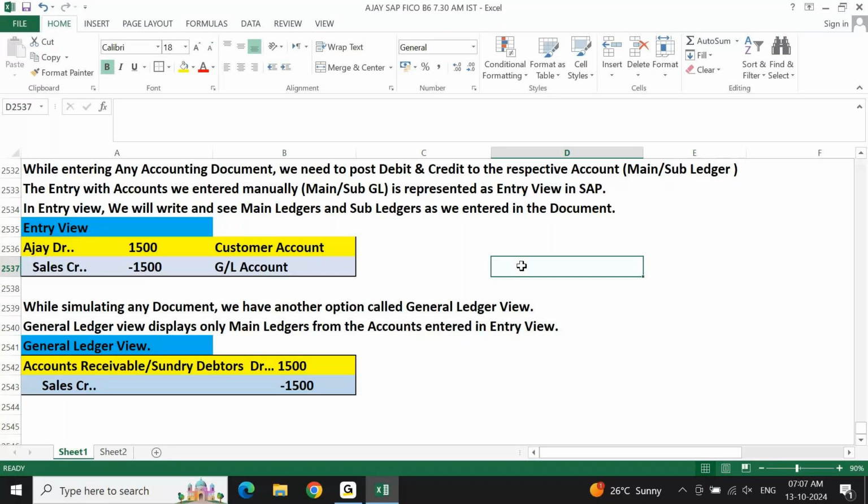Because in the general ledger view, only main ledgers are displayed, not the subledger. Customer account is a subledger. Customer account is connected to accounts receivable. In your general ledger view, system will not show customer account number or customer name. Instead, it will show the customer reconciliation account.